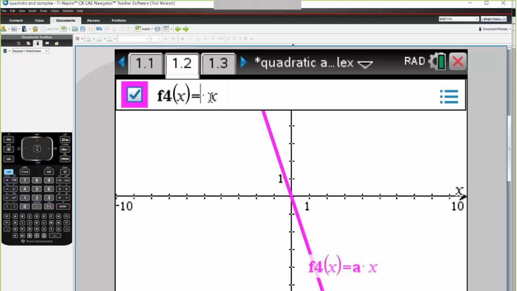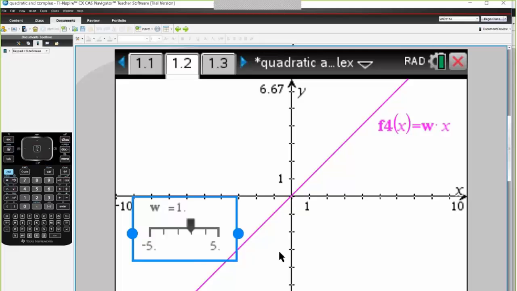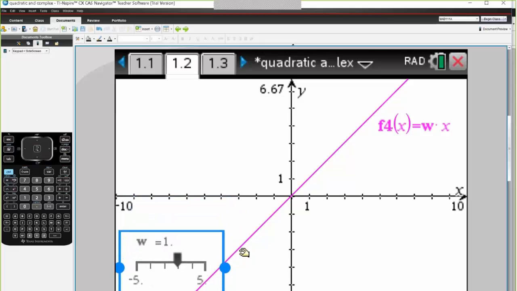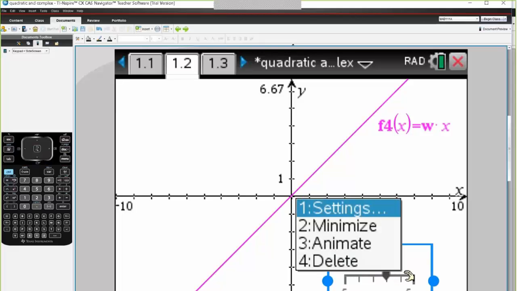Instead of it being A, I'll call it W, because W is not defined there. And it says, do you want to create a slider? And so what I'm going to do is say yes, and it automatically puts the slider on the page for me. And what I'm able to do is go and change that slider.